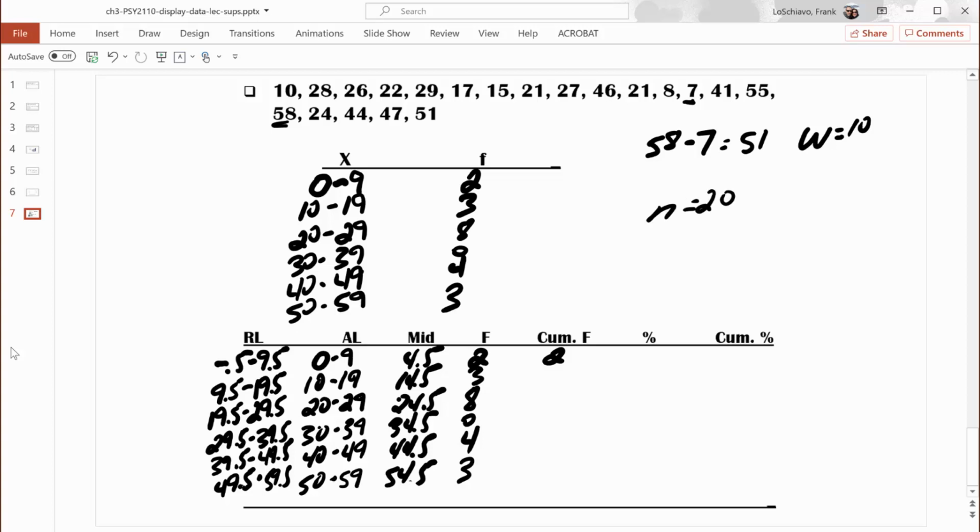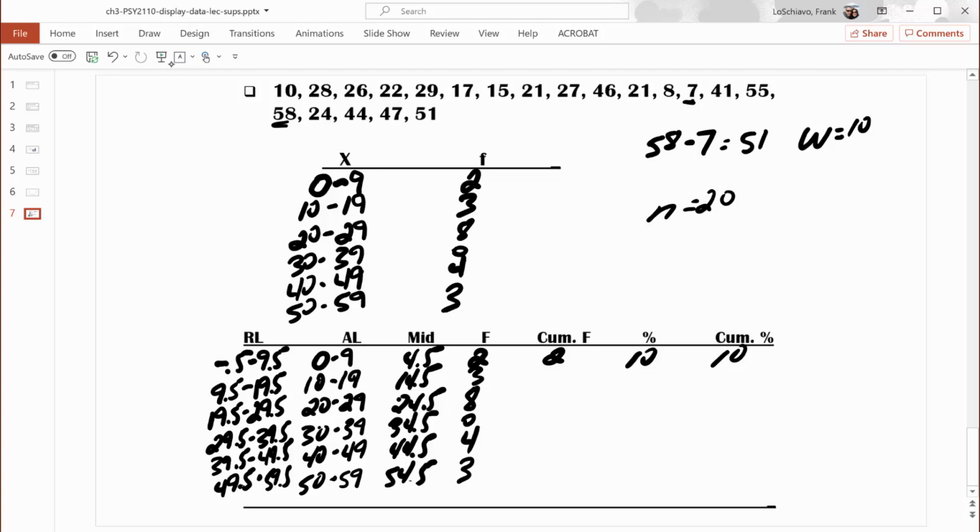If we have 2 scores that are between 0 and 9, then the percentage of scores would be 2 divided by 20, and 2 divided by 20 is 10%. And because this is the first row of our table, the cumulative percentage would be 10% at this point as well. Let's go through another row just so you remember how to do it.